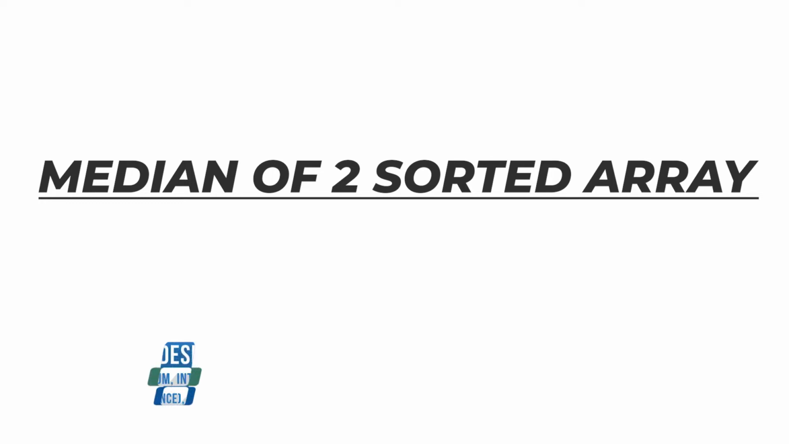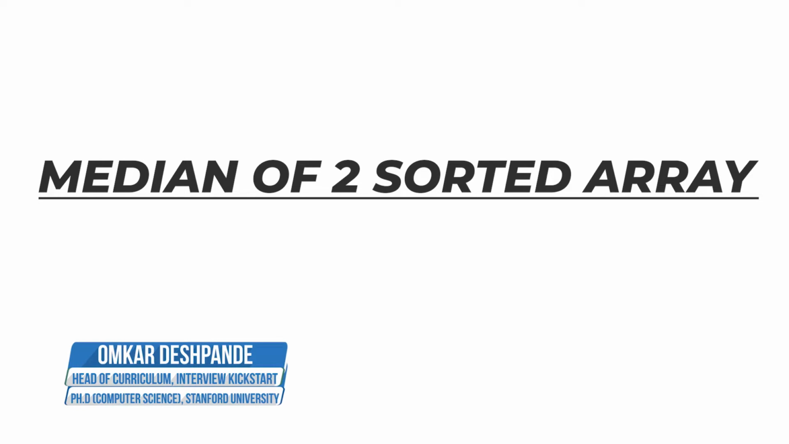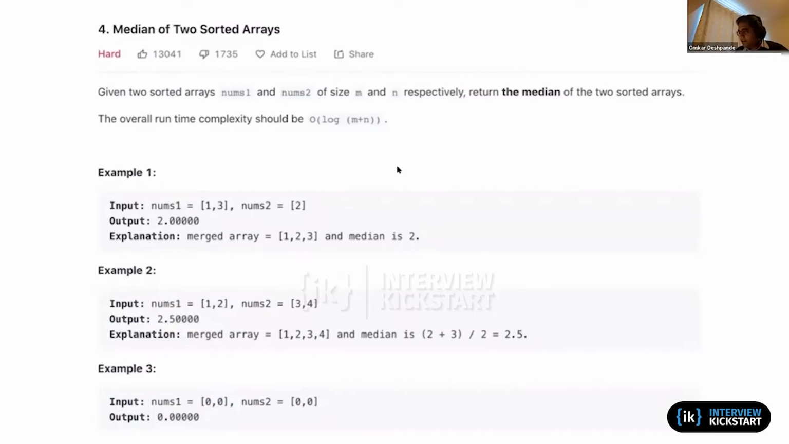You're given two sorted arrays, nums1 and nums2, of sizes m and n respectively, and we want to find the median of all the numbers in those two sorted arrays. And it needs to be done in time complexity that's log of m plus n.